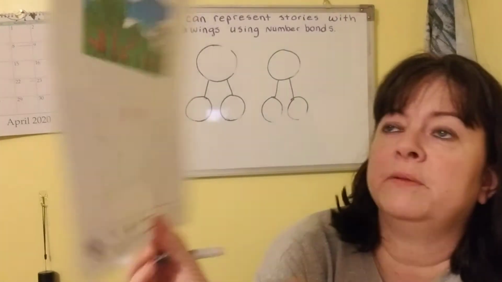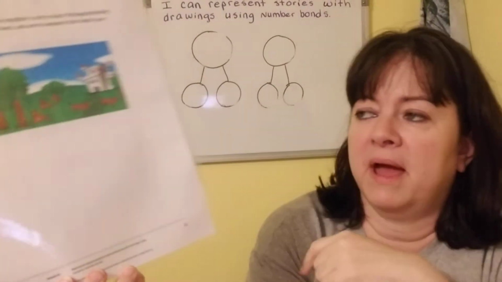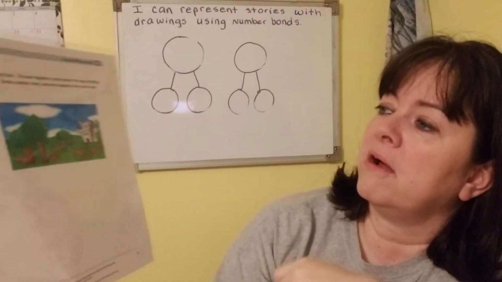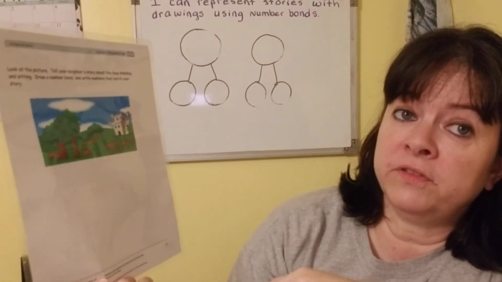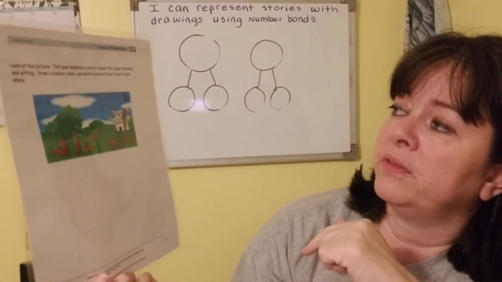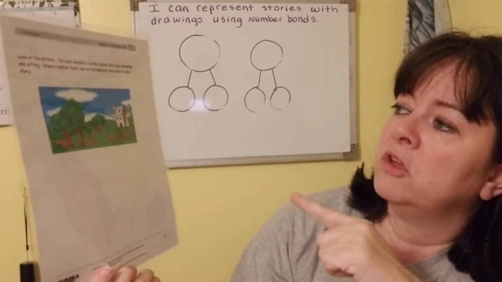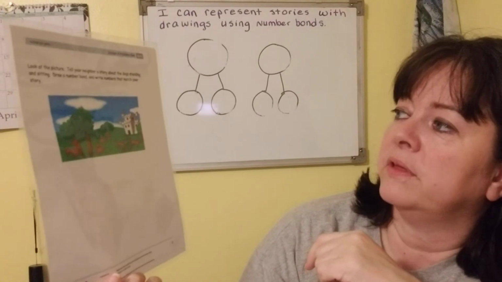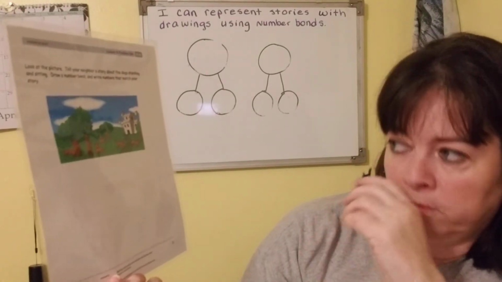And let's flip it on the back. Or yours isn't on the back. Let's go to the next page. All right, so the directions for this page say, look at the picture. Tell your neighbor a story about the dogs standing and sitting. Draw a number bond and write numbers that match your story.